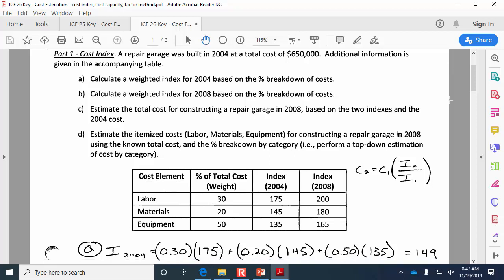So just to see if you're headed on the right track, I've got the weighted index from 2004 up on the screen there. And so we're looking at each of the different constituent components and weighting them according to what fraction of the project they account for. So the weighted cost index of 149 is what you'd use in the denominator of the ratio if you're predicting what the cost in 2008 will be.